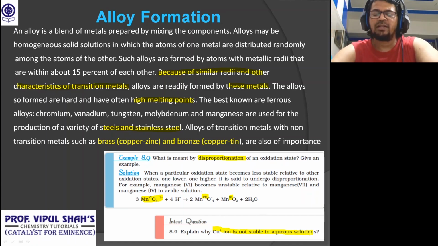And the second part is also because of its second ionization enthalpy. Is this clear? So what do we say? The stability of cupric rather than cuprous is due to its hydration enthalpy, which compensates for the second ionization enthalpy of copper. All right. So cuprous is less stable as compared to cupric.